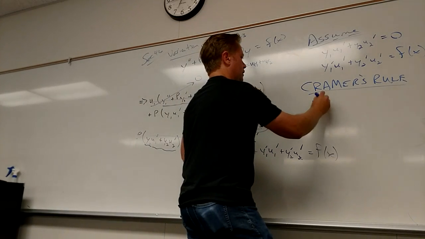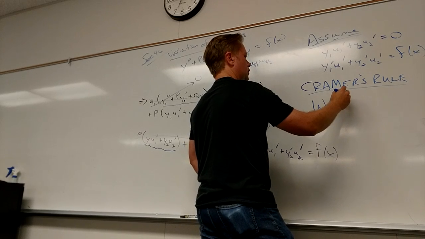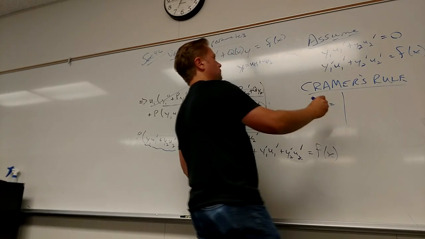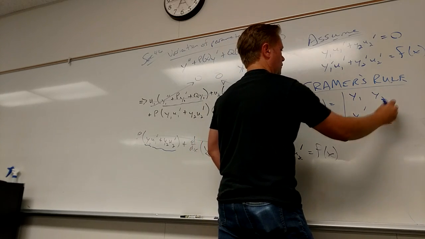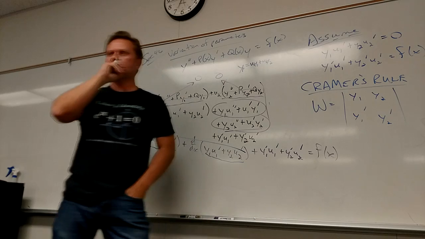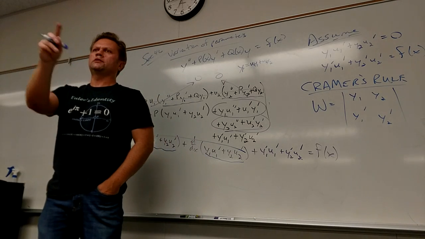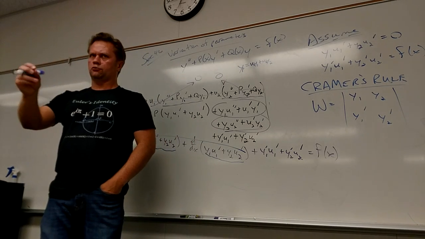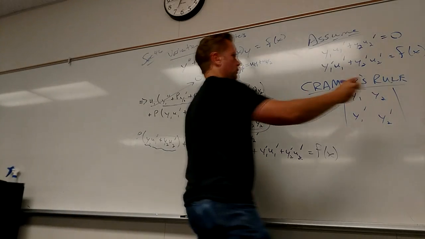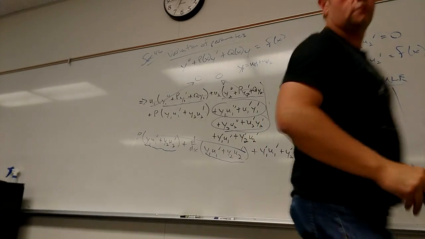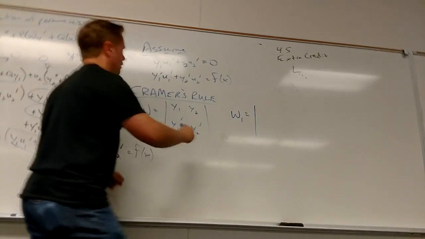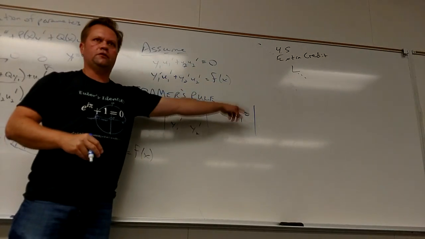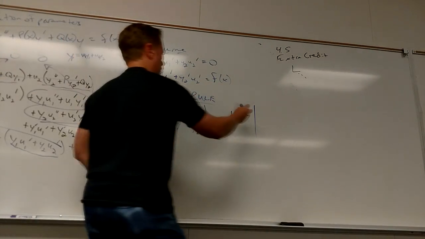So the Wronskian, just remind me, what's the Wronskian in general? All right, there's the Wronskian. Now let me define Wronskian sub 1 to be like Cramer's rule for the first column. So W1 will be plugging the answer column into the first column. Just replace the first column with the answers.